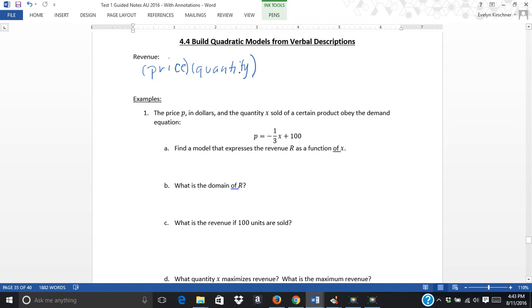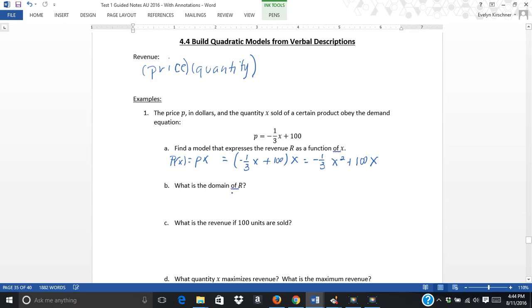And then for profit, you have to subtract how much it actually costs to make it. So let's look at an example. I have a price in dollars, P, and a quantity sold X, and it has a demand equation, P equals negative 1/3 X plus 100. So now I want to find the revenue. So remember, R of X is price times quantity. So it's going to be negative 1/3 X plus 100 just times X, which is negative 1/3 X squared plus 100 X.